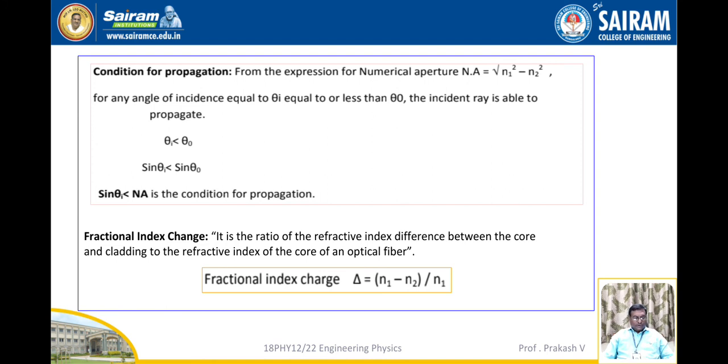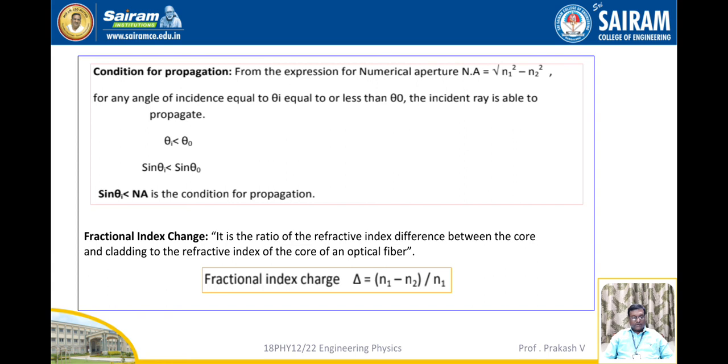So the next concept is fractional index change. It is nothing but the ratio of refractive index difference between the core and cladding to the refractive index of core of the optical fiber. That means fractional index change, denoted by symbol delta, is equal to n1 minus n2 divided by n1.